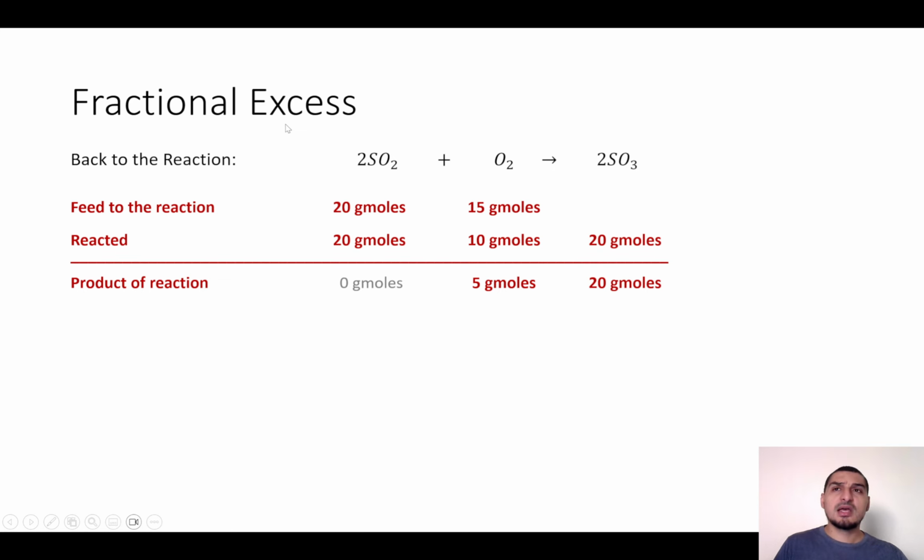So it's not a quantity, it's just a ratio. And we like to use ratios because they don't depend on quantities, and you can apply this ratio to small quantities, to large quantities, and it's very, very common to use this term of the fractional excess or percentage excess, as we'll see at the end of this slide.